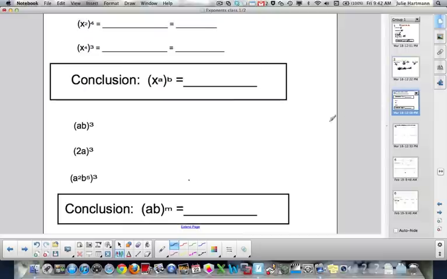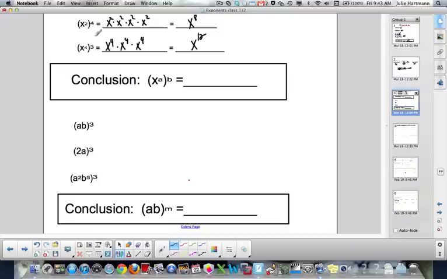Now, next, we're going to look at these ones. X squared to the 4th power. Well, x squared to the 4th power is that. And so now that you're multiplying with like bases, you can add 2 plus 2 plus 2 plus 2 is x to the 8th. With this one, x to the 4th 3 times. 4 plus 4 plus 4 is x to the 12th.